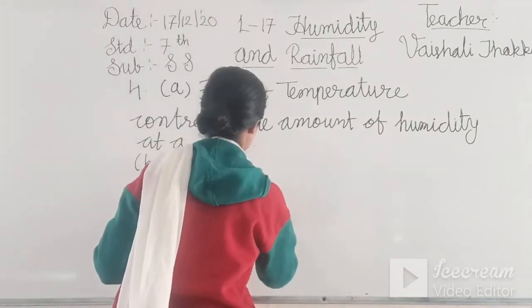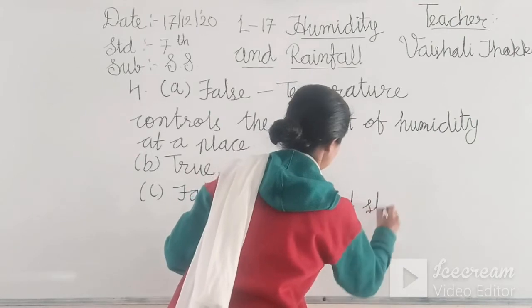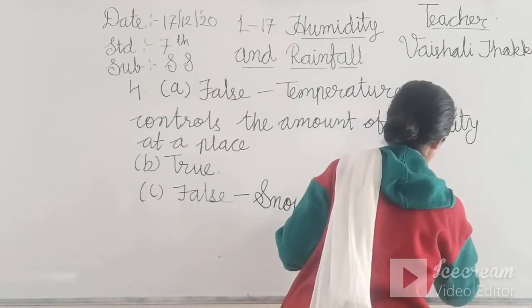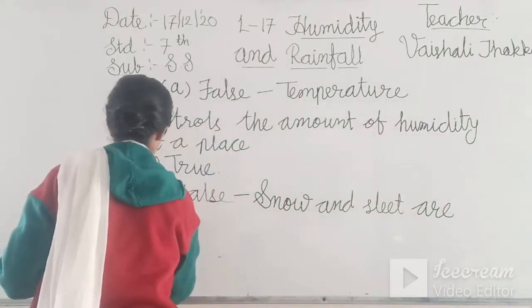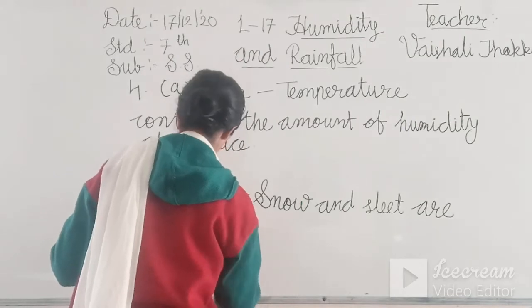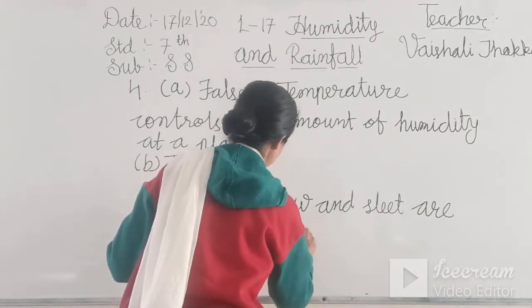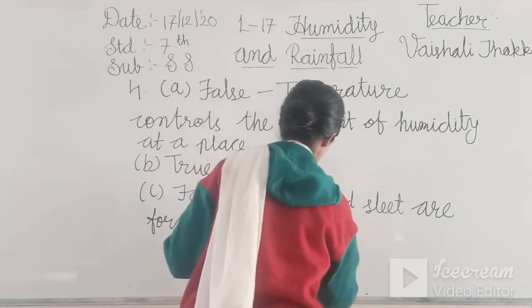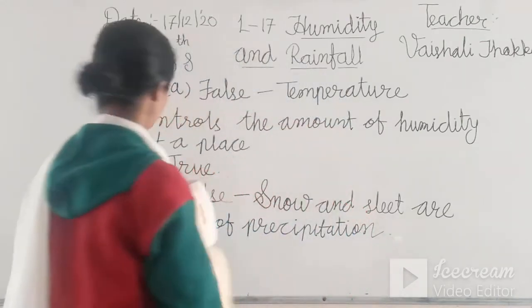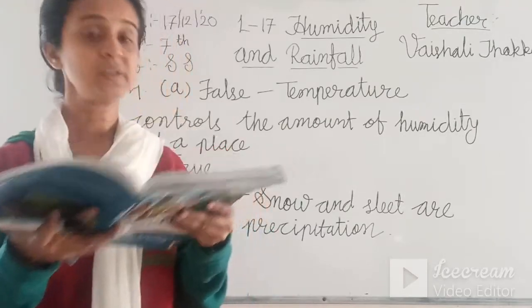Snow and sleet are forms of precipitation. Then please children note down this.